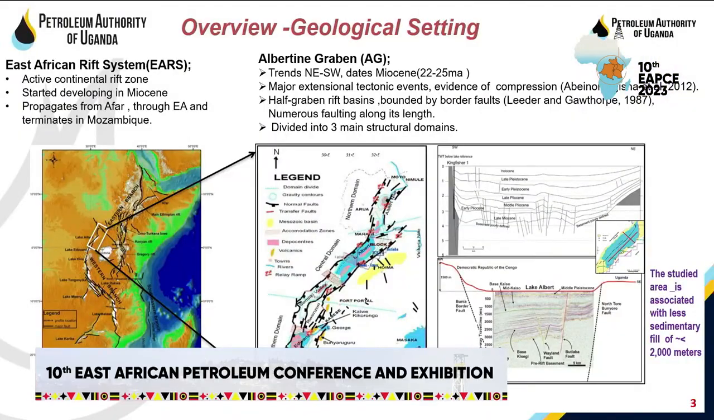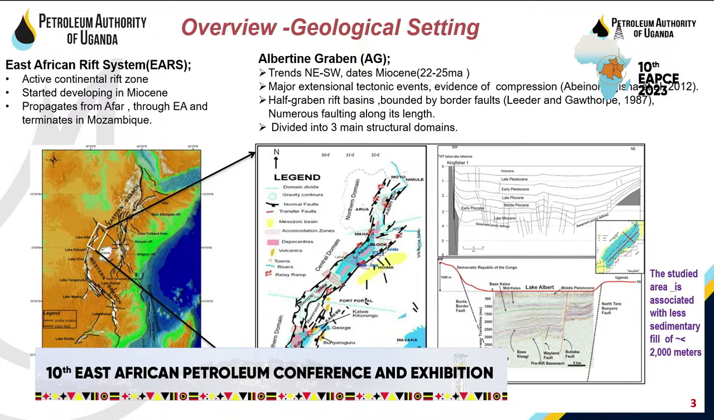Just to give a brief overview of the East African Rift System, this is a continental rift zone that is still active now. It runs all the way from the Afar Triple Junction in Ethiopia and goes through East Africa up to Mozambique. It also spreads along the coast of Mozambique. It's divided into two major branches, the Western Branch and the Eastern Branch. Our Albertine Graben of Uganda belongs to the Western Branch of the East African Rift System.